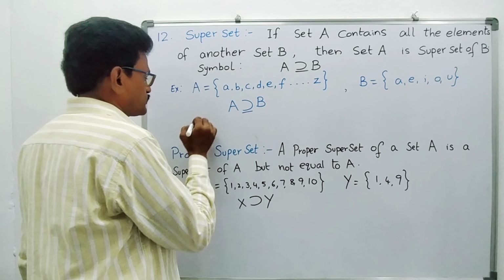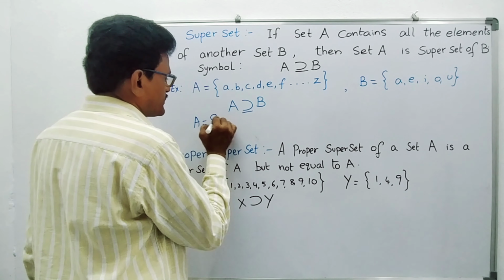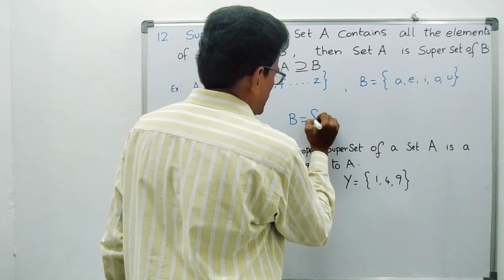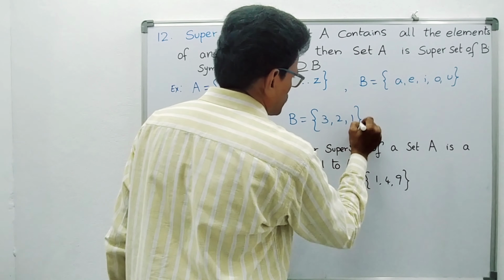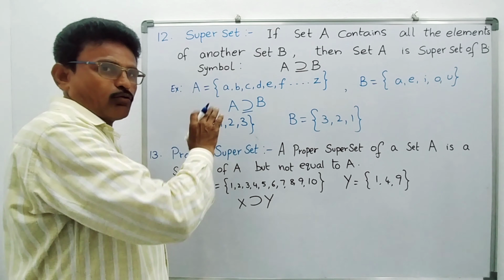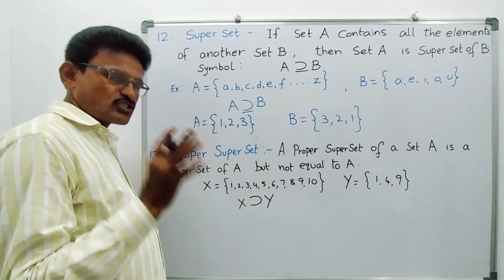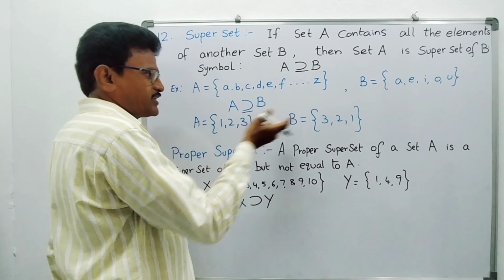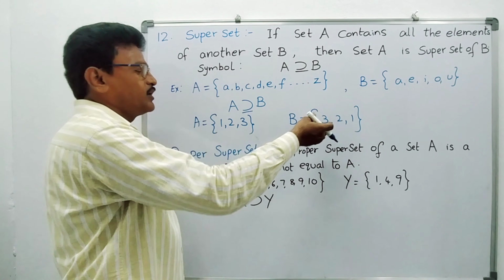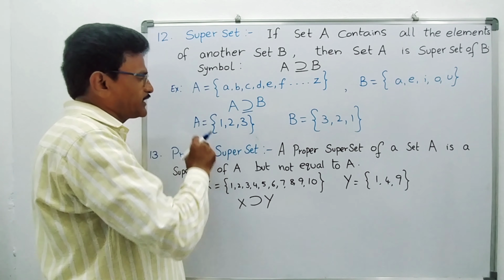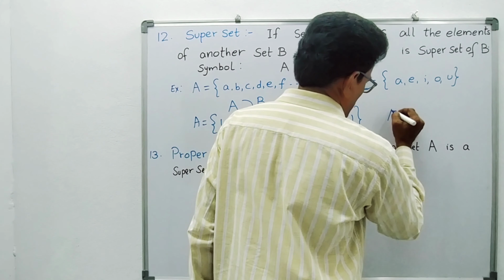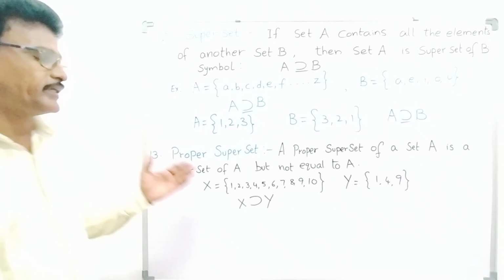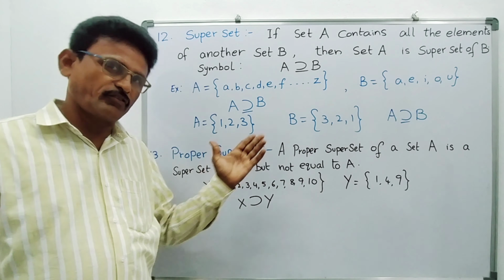Now we will write one more example. Suppose A has 1, 2, 3. Now set B has 3, 2, 1. What is the difference here? A is 1, 2, 3, B is 3, 2, 1. Here also just observe, set A has all the elements of set B, is it not? 3 is there, 2 is there, 1 is there. All elements of B are also existing in set A. So here also we can tell A is a superset of B. We can write the symbol like this. Here in both sets, the number of elements is equal.